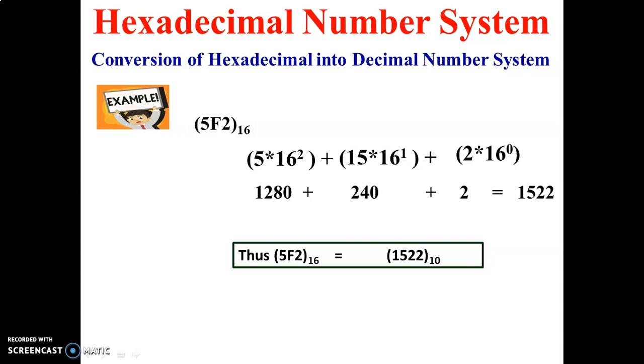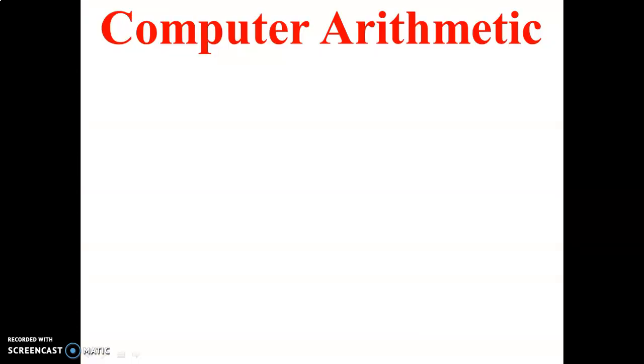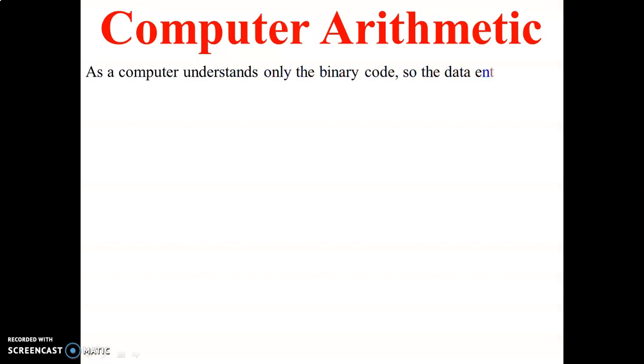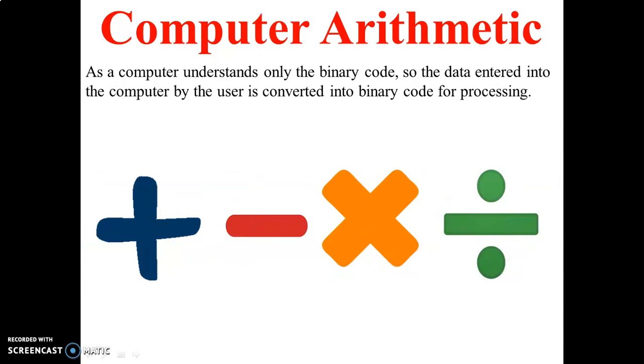Okay, now these were the types of number systems. So now we will understand about computer arithmetic. As a computer understands only the binary code, the data entered into the computer by the user is converted into binary code for processing. This processing may involve various kinds of arithmetic operations such as addition, subtraction, multiplication, division, etc. on the binary numbers. So we will see how we can perform these calculations on the binary numbers.